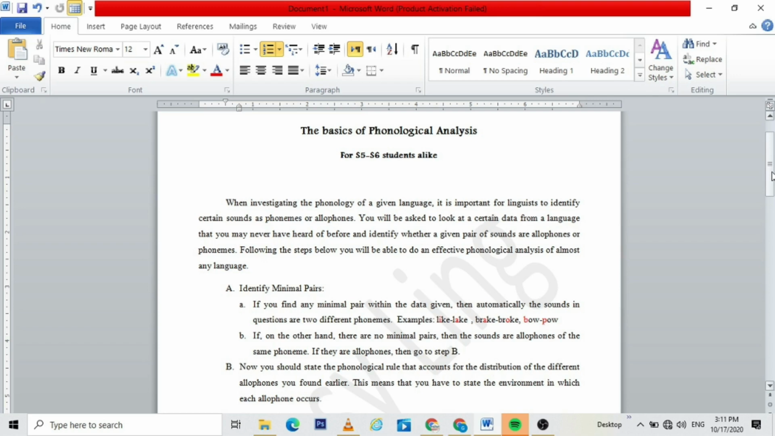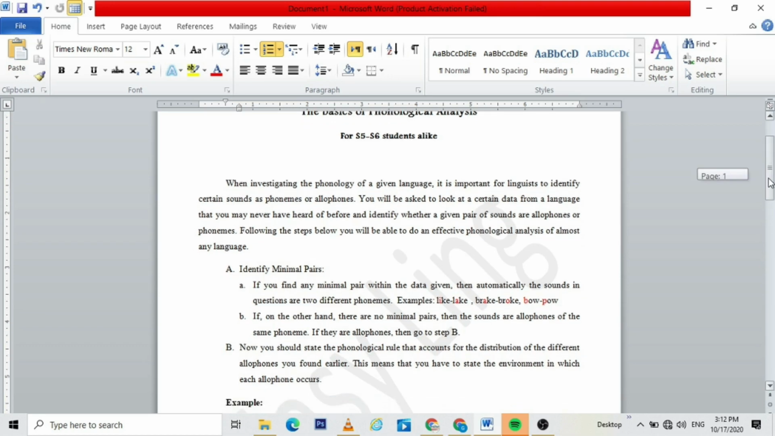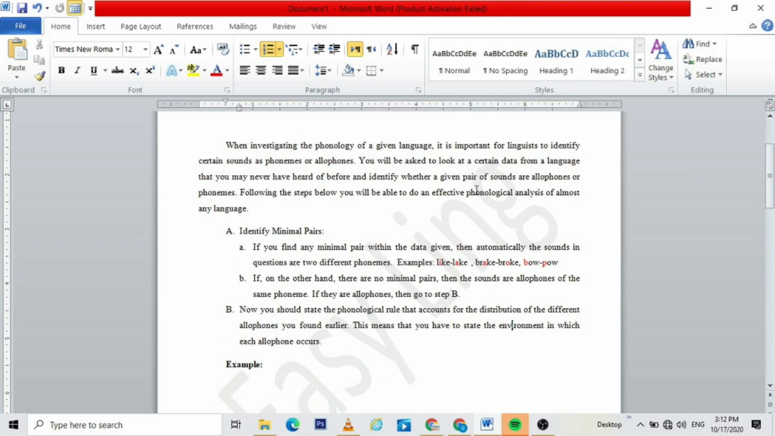When investigating the phonology of a given language, it is important for linguists to identify certain sounds as phonemes or allophones. In any exercise related to phonological analysis, you will be asked to look at data from a language that you may never have heard of before and identify whether a given pair of sounds are allophones or phonemes. By following the steps below, you will be able to do an effective phonological analysis of almost any language.